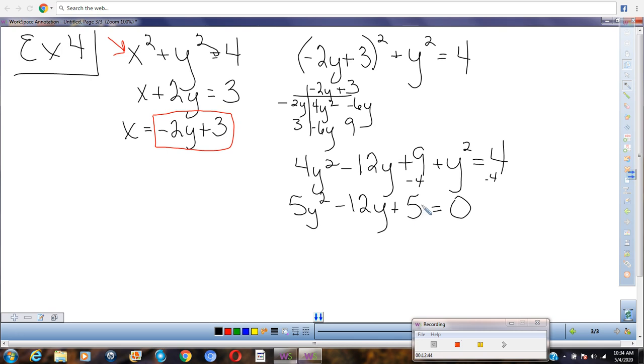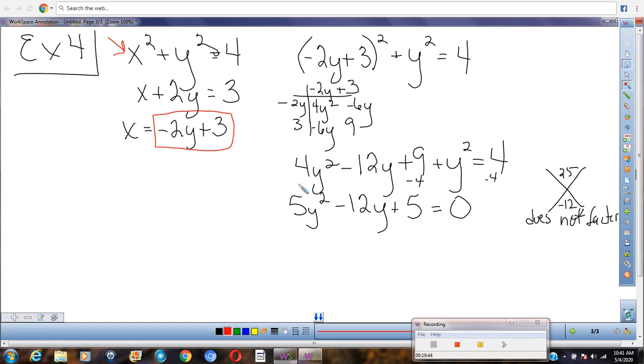So if I were to think about factoring it, I would take 5 times 5, which is 25. That would go on top. And negative 12 on the bottom. Are there two factors of 25 that are going to give me negative 12? Of course not. So this does not factor. So, of course, we have to use the quadratic formula.